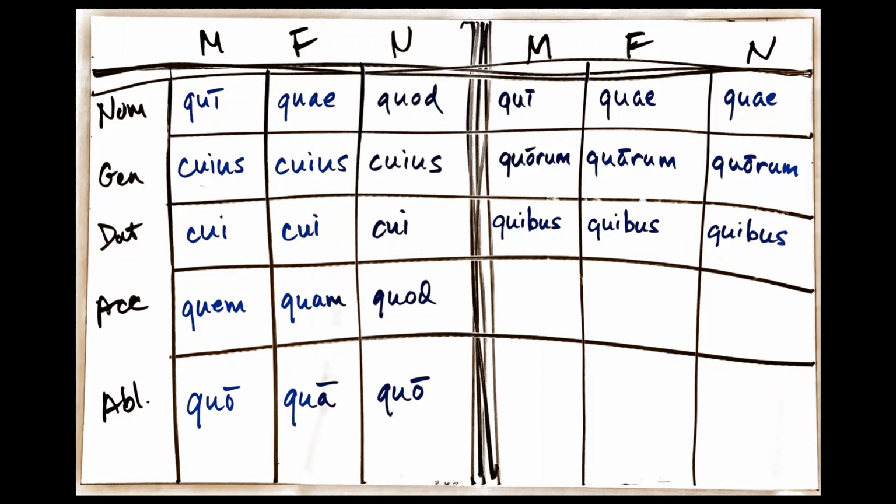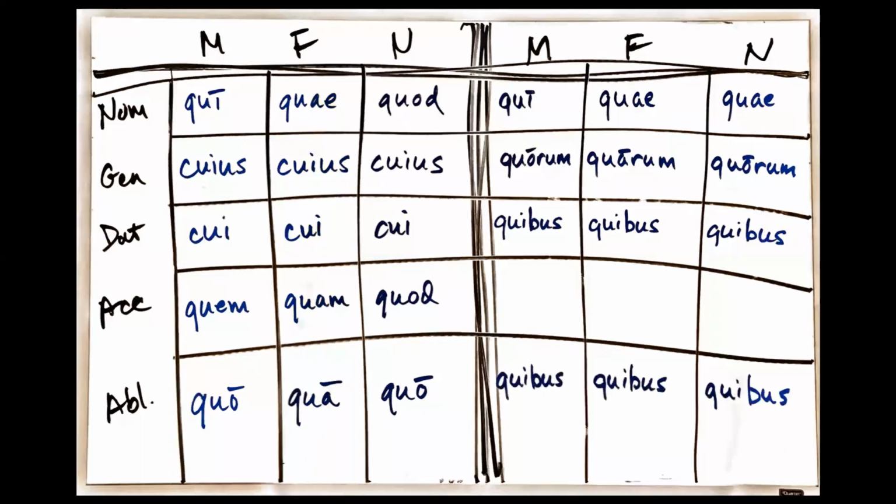Take a moment to predict the ablative plural. Yes, quibus, quibus, quibus. The roses about which I had written an epigram were starting to wither. Nothing can last. Now we've got the accusative left. Take a moment to predict the accusative.